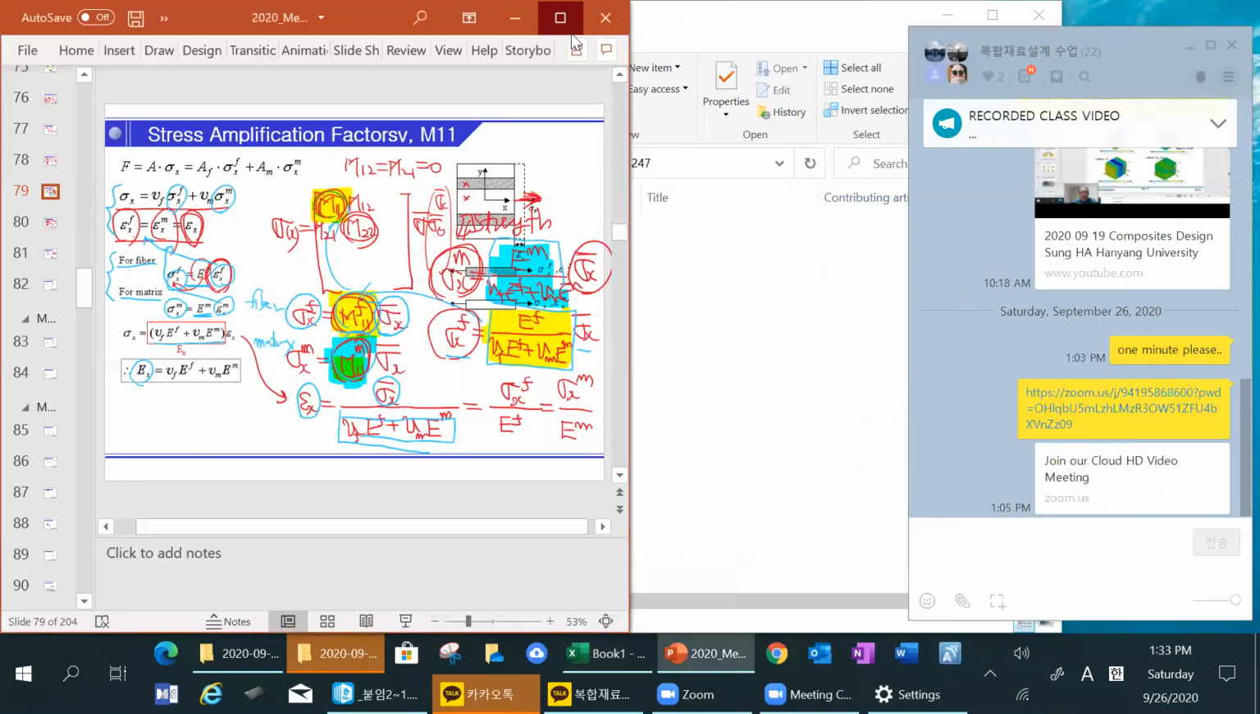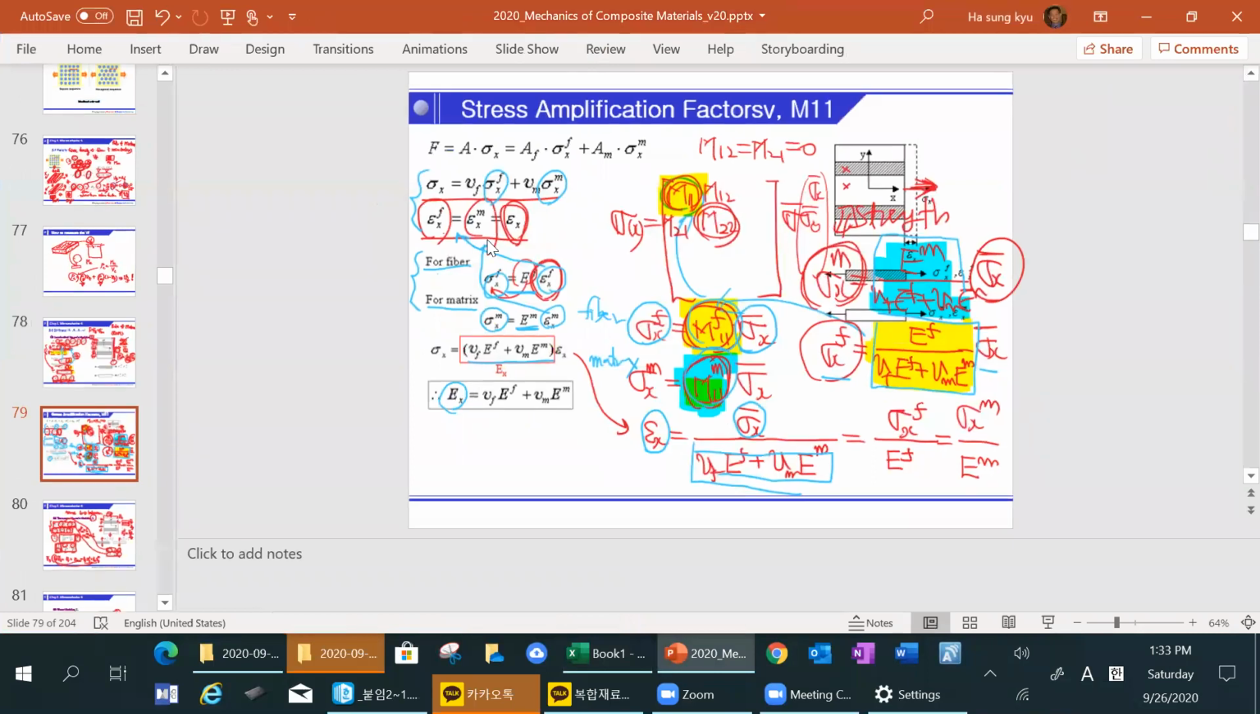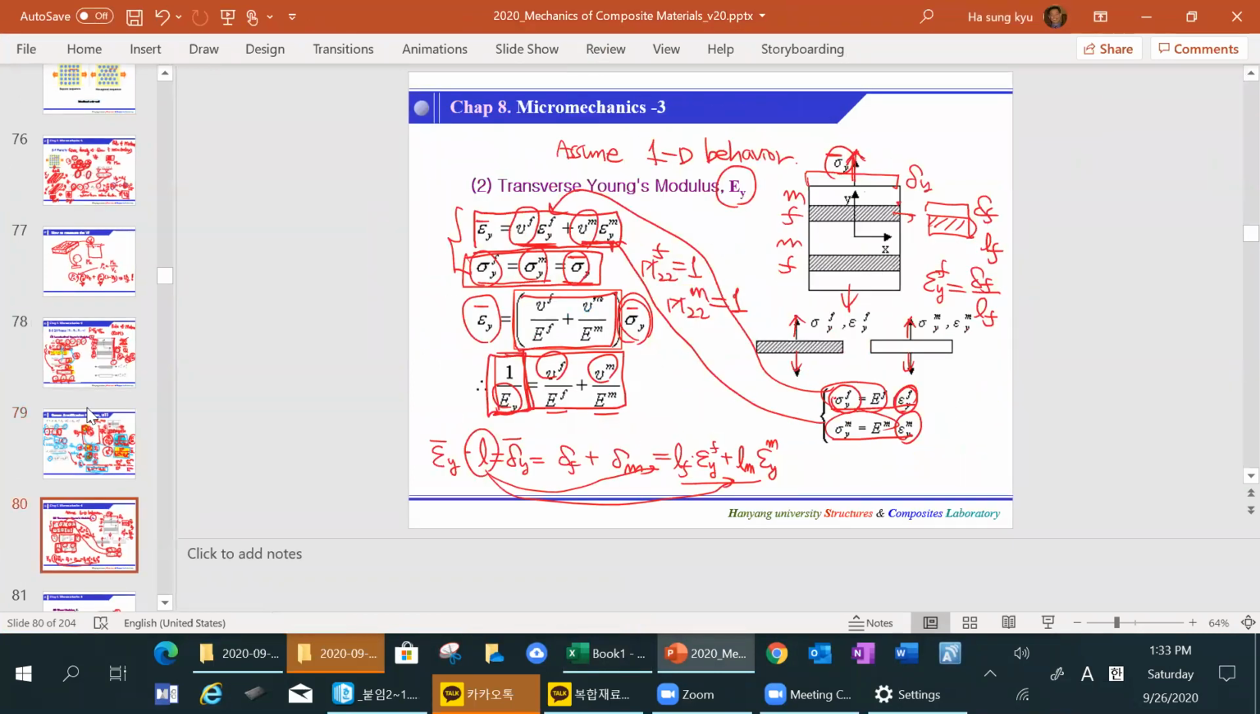Okay, back to here. So this is the stress amplification factor, and now how about the resin dependent direction, EY, I mean the transverse direction. From the rule of mixtures, we had these equations. So Young's modulus EY is given like that.